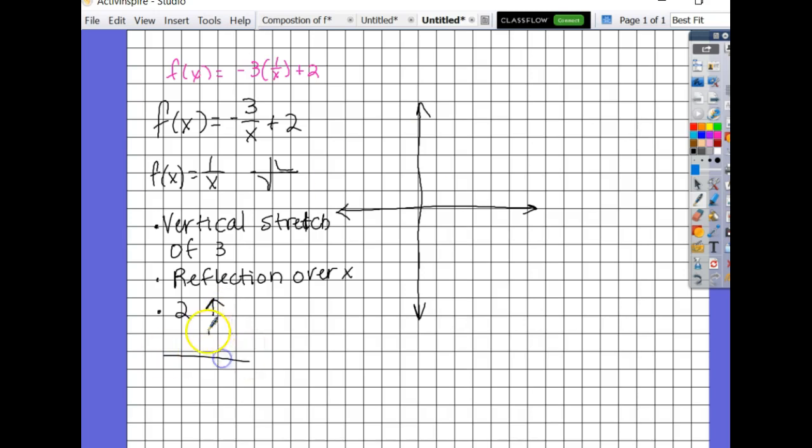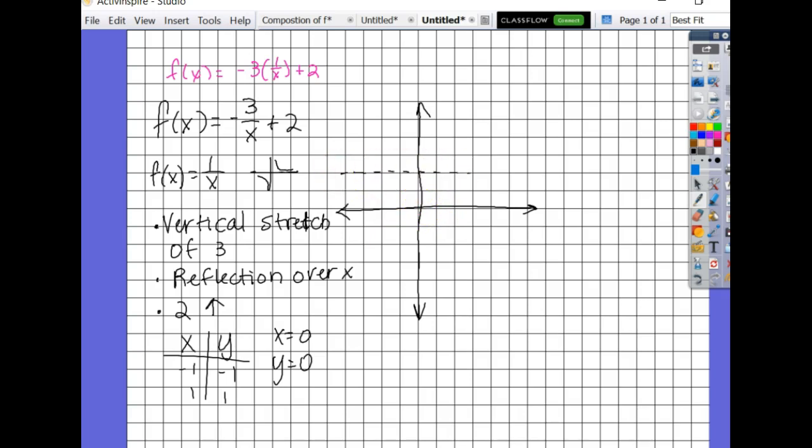So the points that we use for a rational or the reciprocal are -1, -1, and 1, 1. And we have 2 asymptotes: x equals 0 and y equals 0. And those are my 2 axes. So if I multiply the asymptotes, nothing happens. But if I move 2 up, which one of these moves? This one moves up 2.